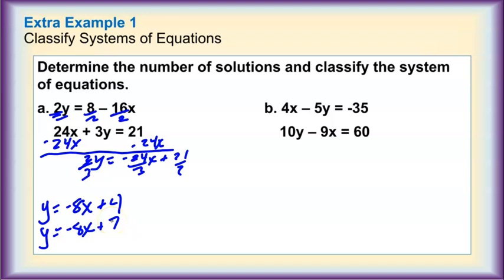Now, because the slopes are the same, but the y-intercepts are different, I know these are just two lines that are parallel. So that means there's zero solutions. And because it's zero solutions, they are inconsistent.